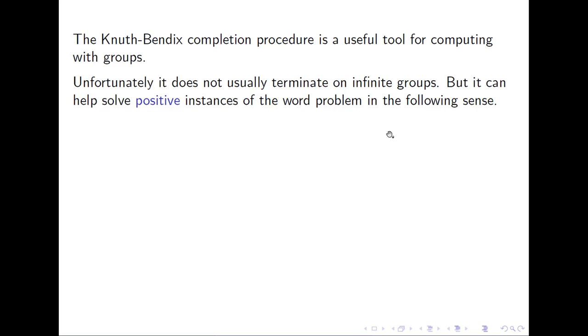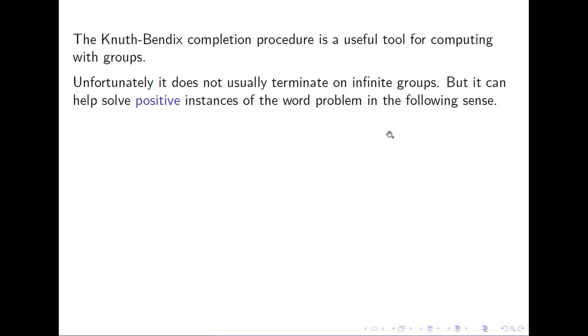Okay, so that's how the process works. It's a useful tool for a computer with groups, let's say. It doesn't usually terminate on infinite groups. It can still be used to solve positive instances of the word problem. In terms of this morning's lecture, the word problem, the set of words equal to the identity of a finitely presented group, is recursively enumerable without being recursive. In general, it's not recursive, but it's always recursively enumerable. And if you're looking for a reasonably efficient way of trying to prove that a given word is the identity, if you suspect a word is the identity and you'd like to prove it, then probably Knuth-Bendix is a good way of trying it anyway.